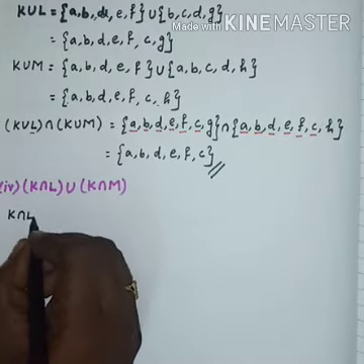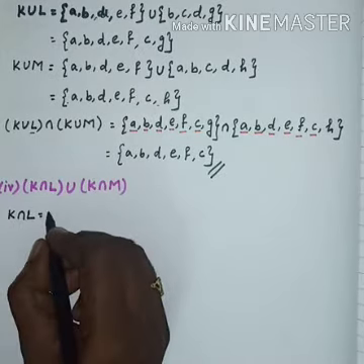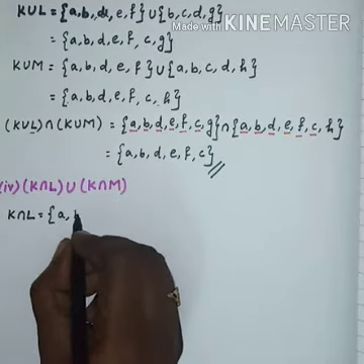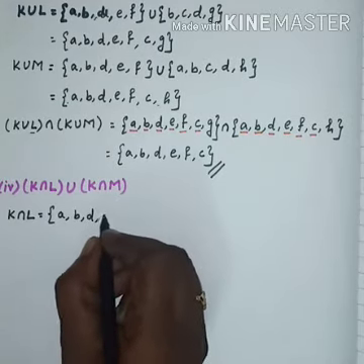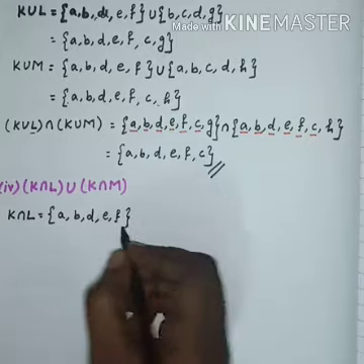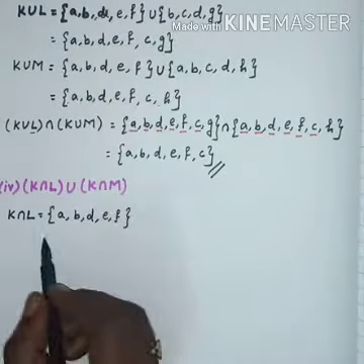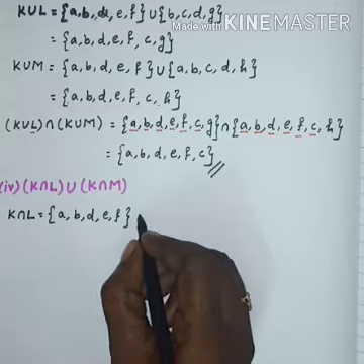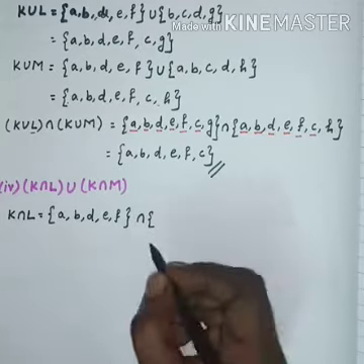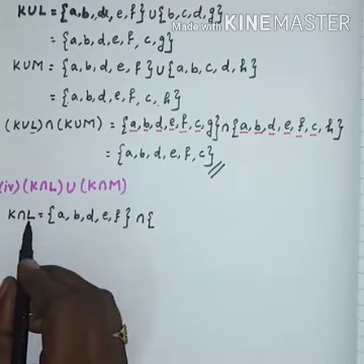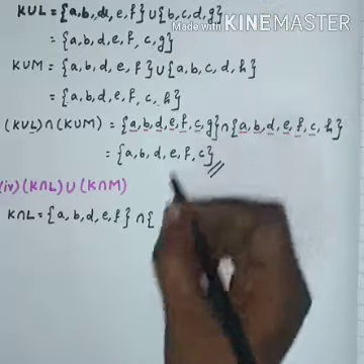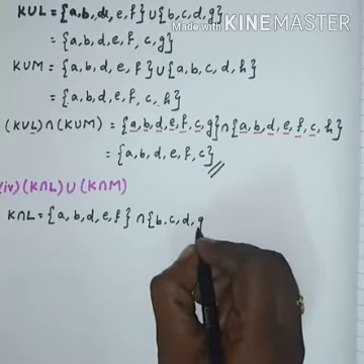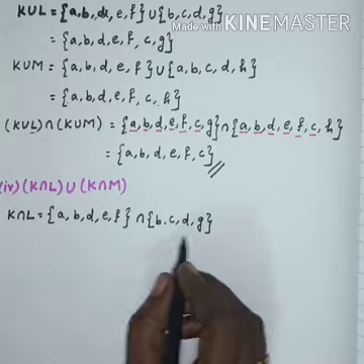K intersection L is equal to, what are the elements of K given in the sum? A comma B comma D comma E comma F. These are the elements of K given in the sum. And what is the symbol here? Intersection symbol. So put the intersection symbol and then L. What are the elements of L given in the sum? B comma C comma D comma G. So these are the elements of L.